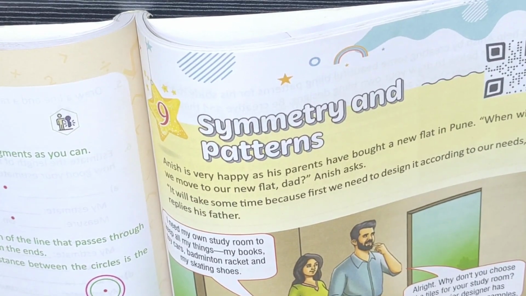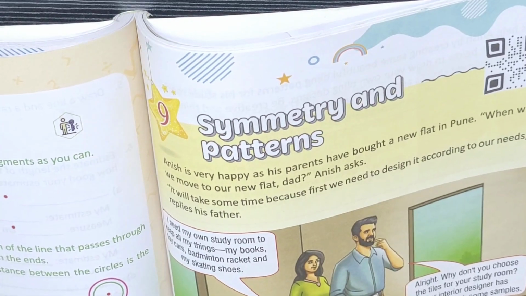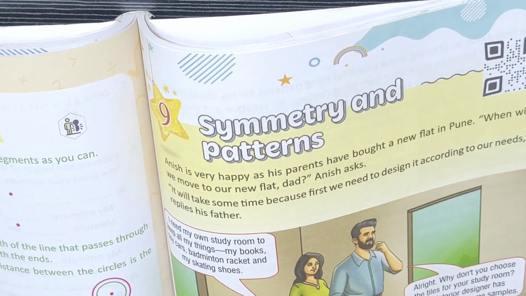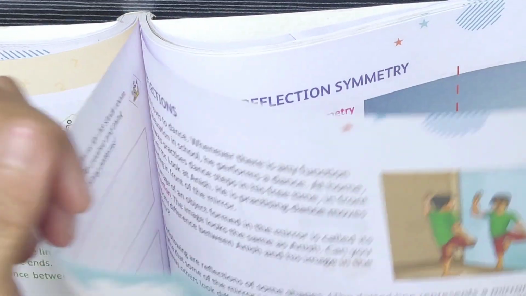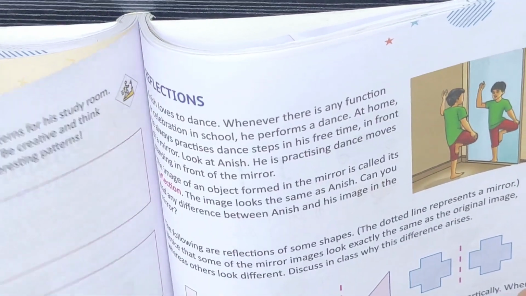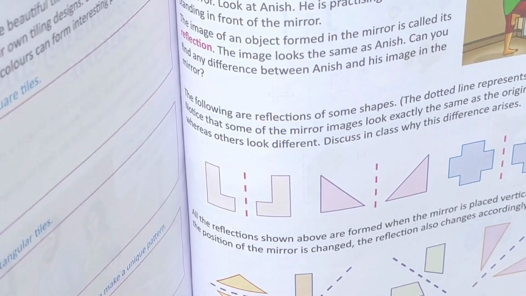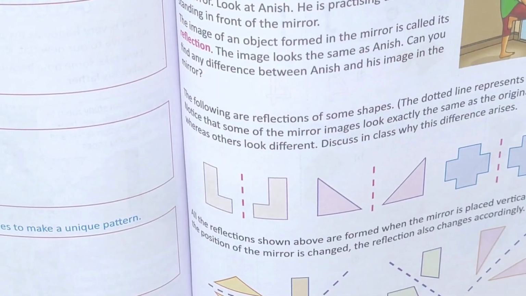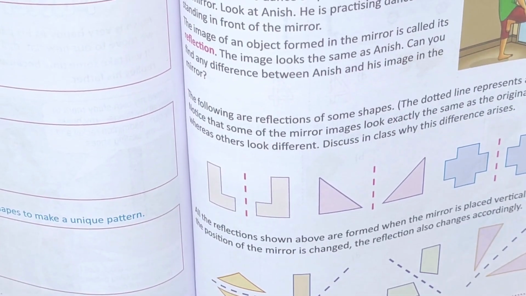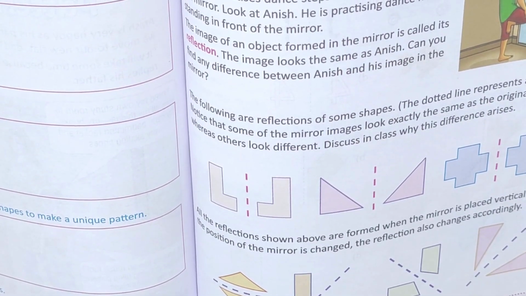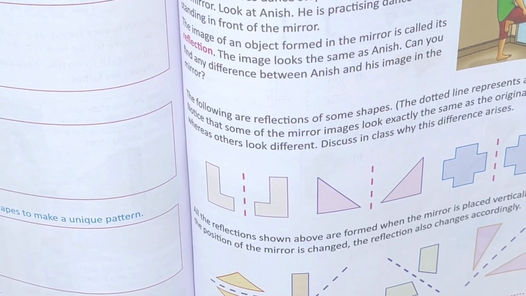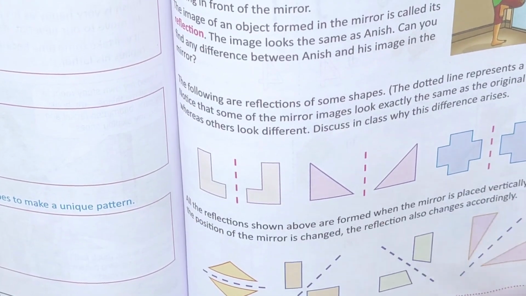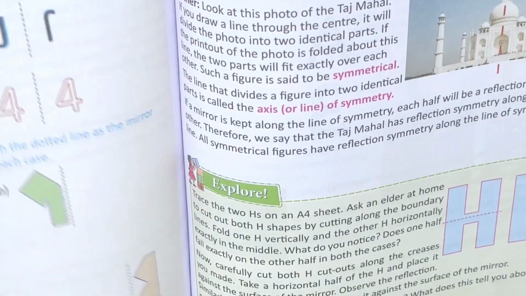Today we will see the 9th lesson, Symmetry and Patterns. So reflection. What is reflection? The image of an object formed in the mirror is called its reflection. So these are the reflection images.